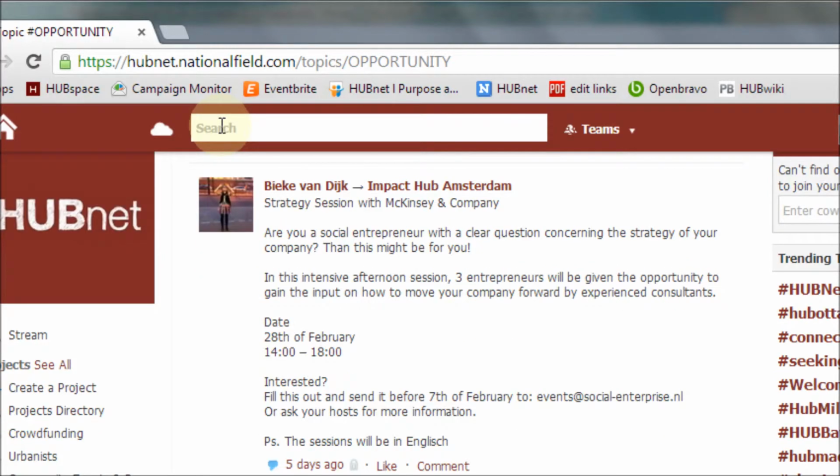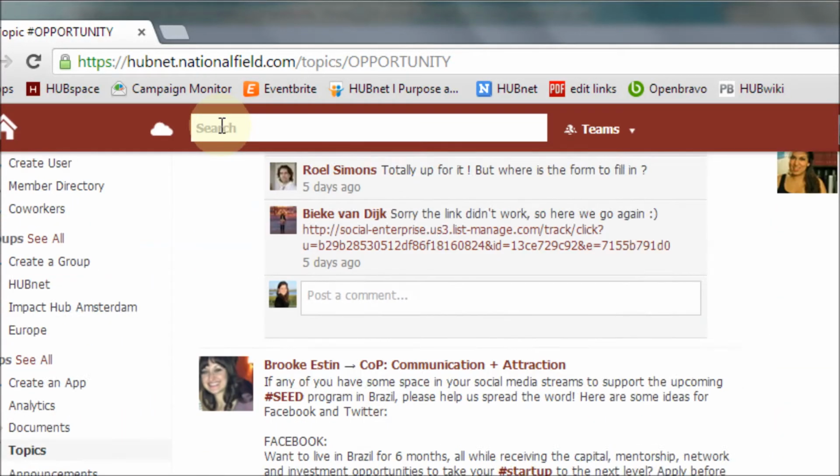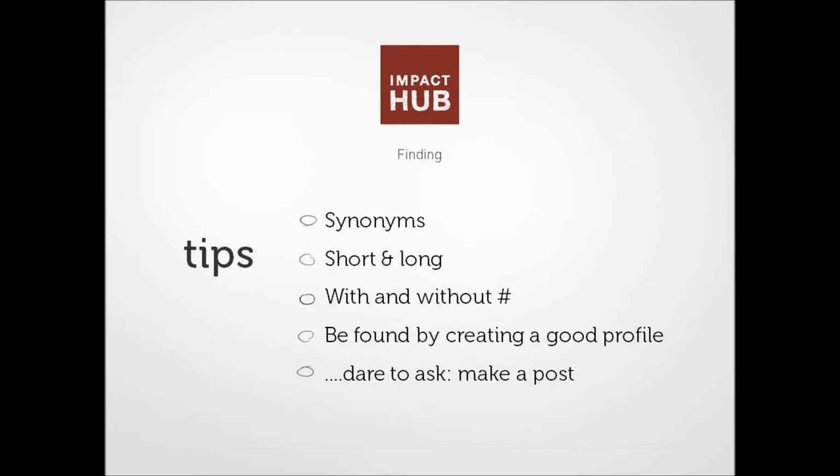Lastly, I have some search tips. You can best use synonyms and related words when you search for something. You can also try to use a short, sustainable, and a long version of a word, sustainability. You can search for people and for posts. You can adjust your profile so that you can be found. And if you cannot find it by using the search bar, please dare to ask for what you need.